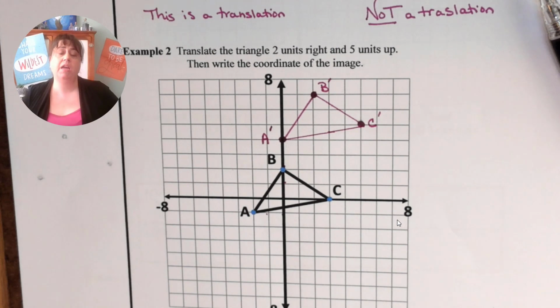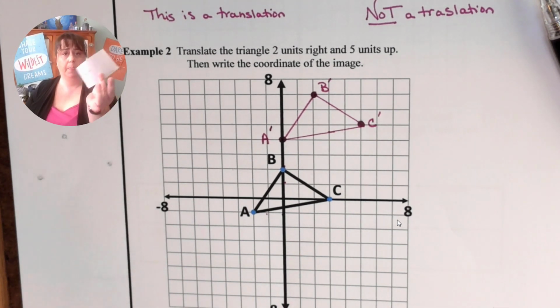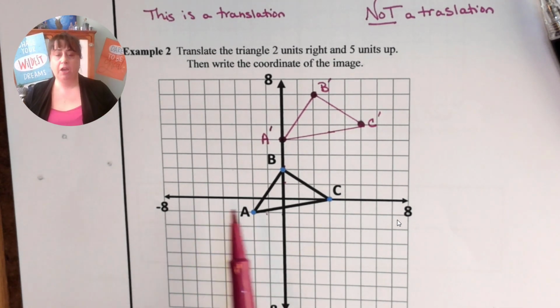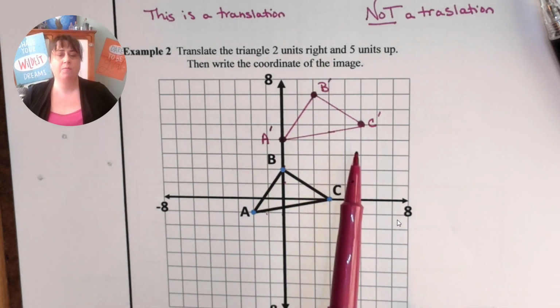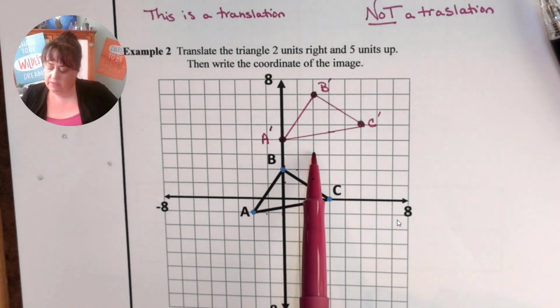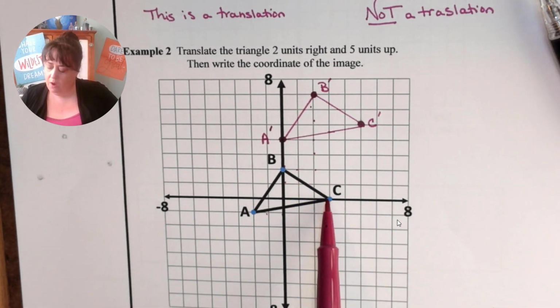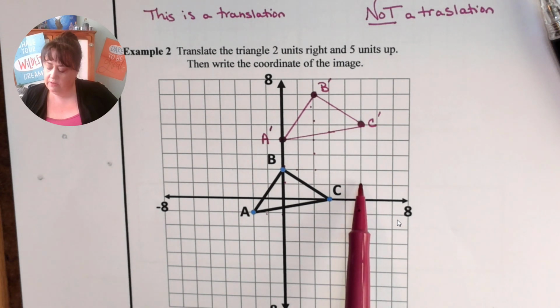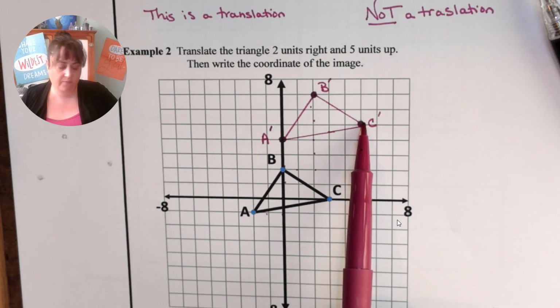5. And I could actually, instead of using the tracing paper, I could have actually placed each one of my points individually. Over 2, 1, 2, and 5 units up, 1, 2, 3, 4, 5.